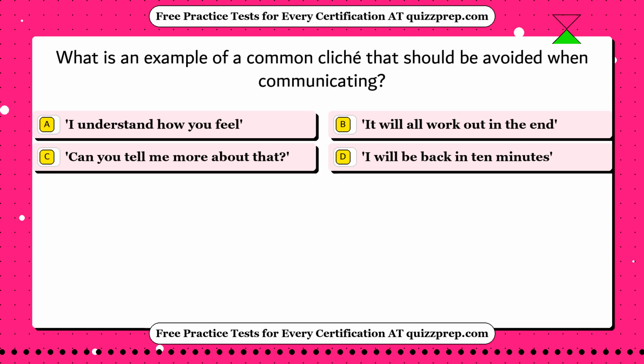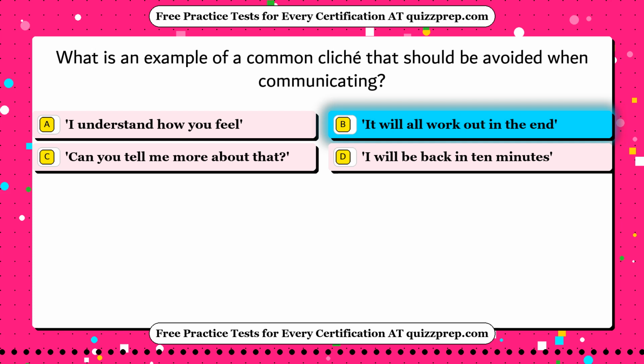Question 48. What is an example of a common cliché that should be avoided when communicating? Option A, I understand how you feel. Option B, it will all work out in the end. Option C, can you tell me more about that? Option D, I will be back in 10 minutes.